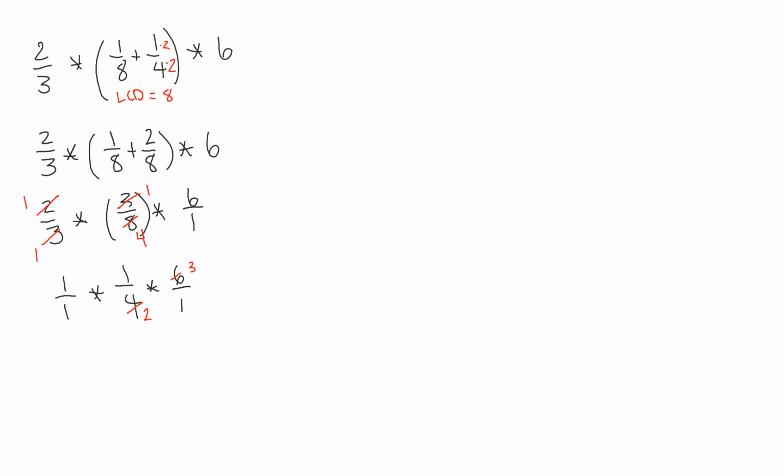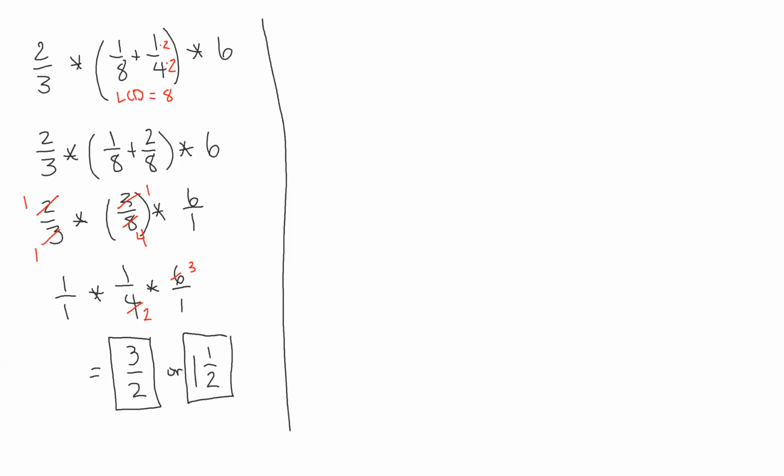In the numerator, I have 1 times 1 times 3. In the denominator, I have 1 times 2 times 1, or 2. So your final answer is 3/2. If you prefer, or if the circumstances require it, you could write this as a mixed number. 2 goes into 3 once with 1 out of 2 left over. Not bad. Let's keep moving through my list.